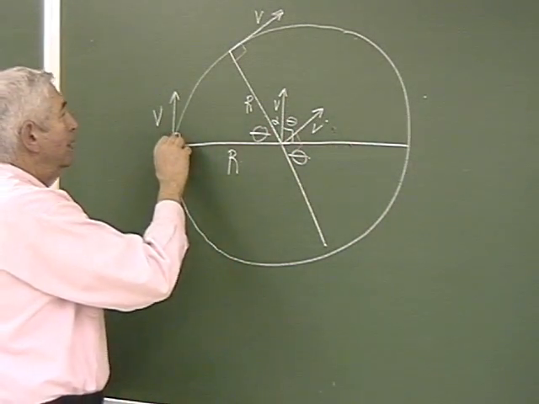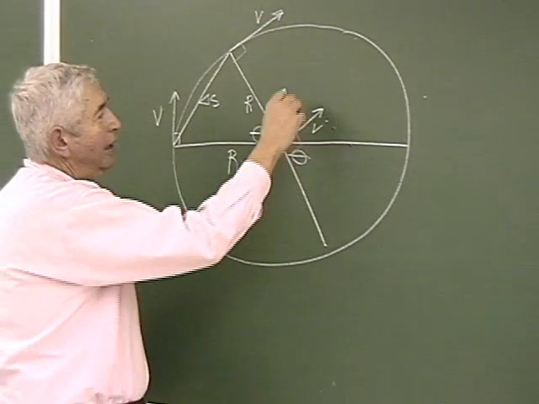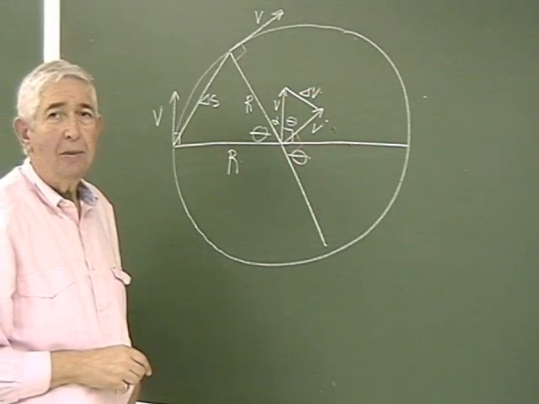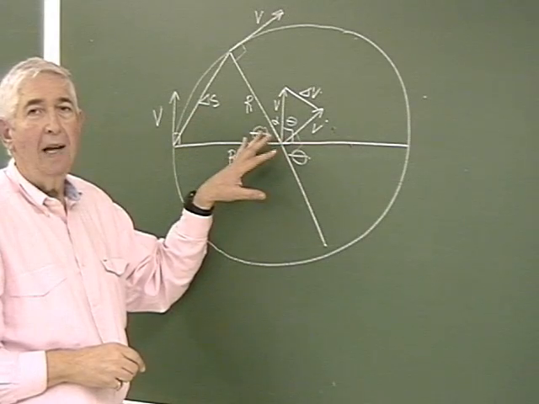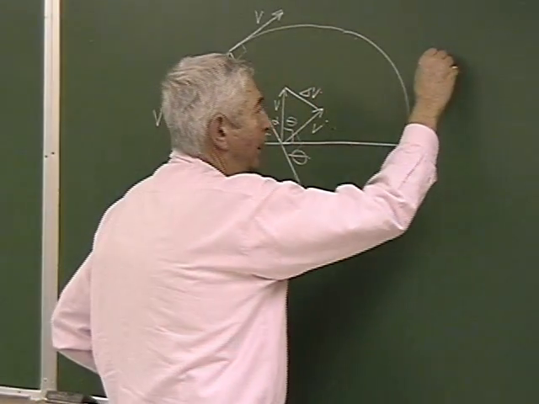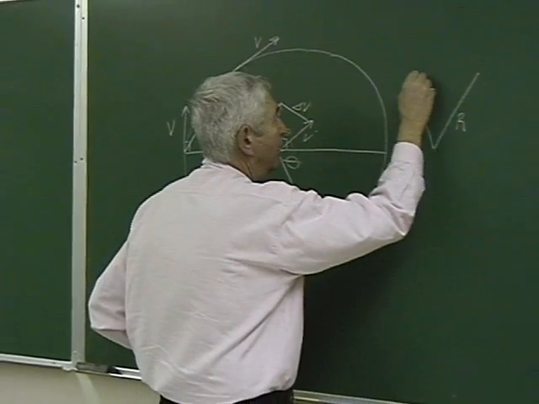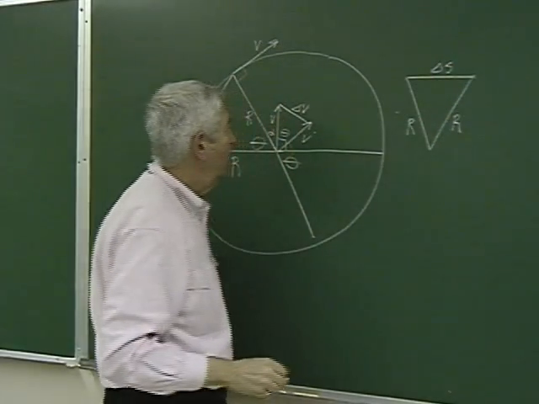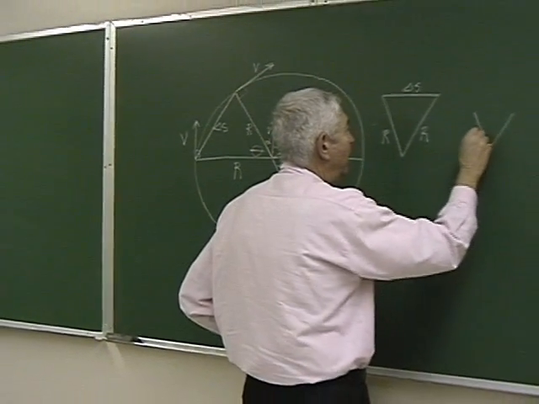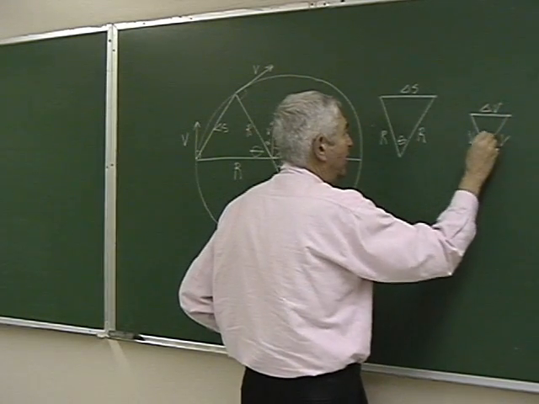Now I'm going to create a triangle here and call this side delta S. And I'm going to create a triangle over here and call this delta V. And at this point, looking at these two triangles, we'll have the acceleration. So I'm going to take this triangle and draw it over here. And what I have is R, R, delta S. And I'm going to take this triangle and draw it over here. And here I have V, V, delta V. This is an angle theta. This is an angle theta.